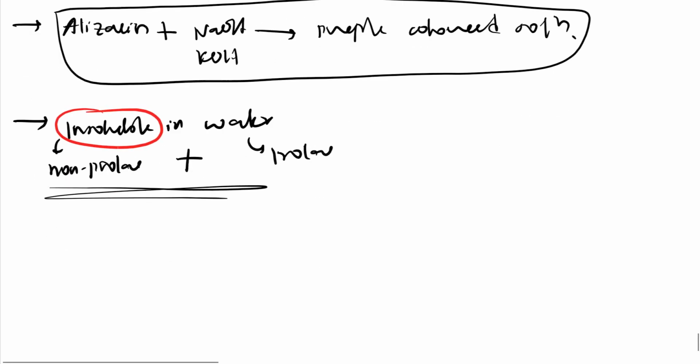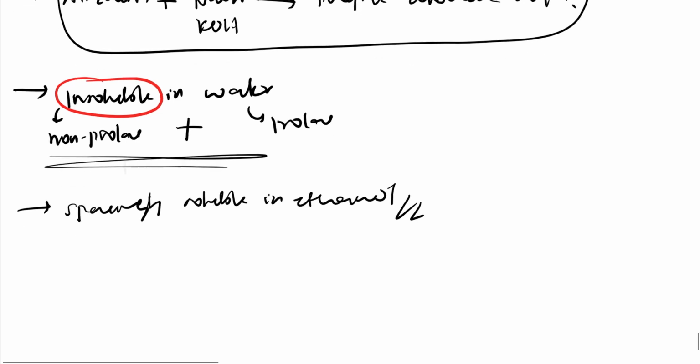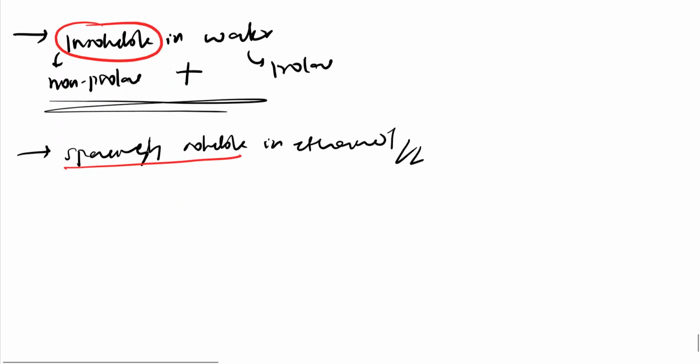So the last of the physical properties: it is sparingly soluble in ethanol. Because ethanol is polar, but along with that some carbons are there, non-polar compounds, so it will be sparingly soluble. Sparingly means very little soluble. So these were some physical properties.